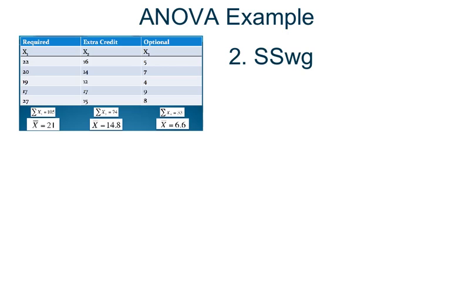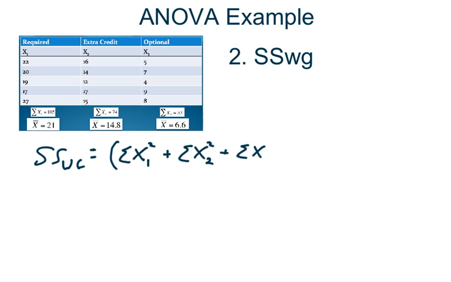And the formula for that is, the sum of squares within groups is, first we sum up all of the squared values of group 1. We're going to add that to the sum of all of the squared values of group 2, and we're going to add that to the sum of all of the squared values of group 3, and so on. If there were 4 groups, we would add 1 more, etc., etc.